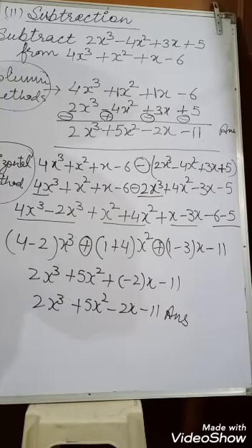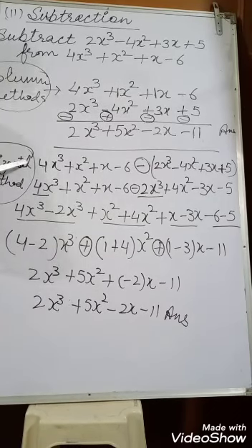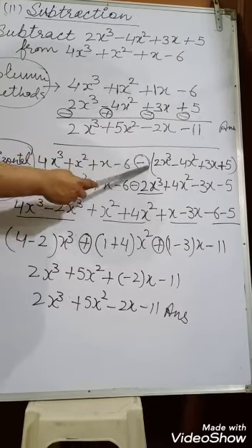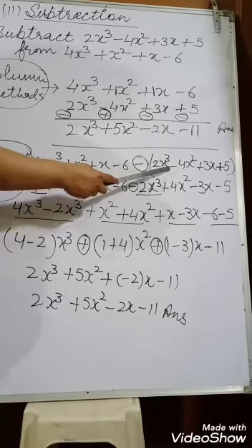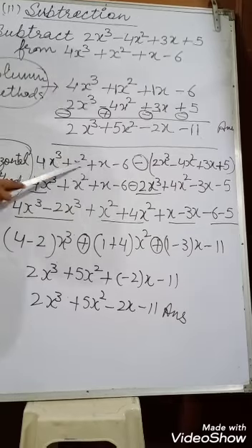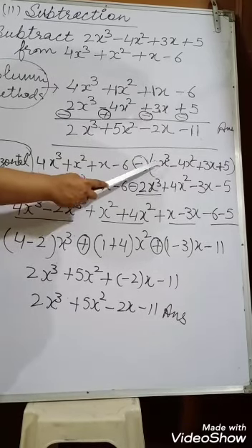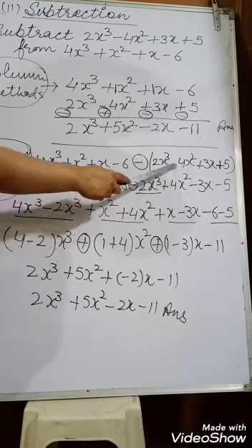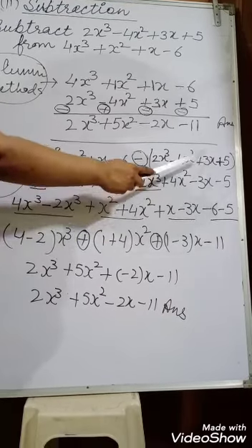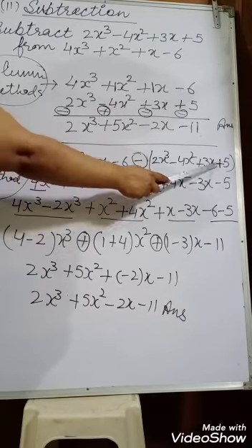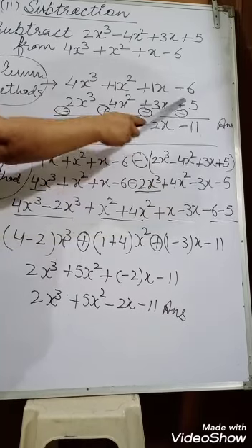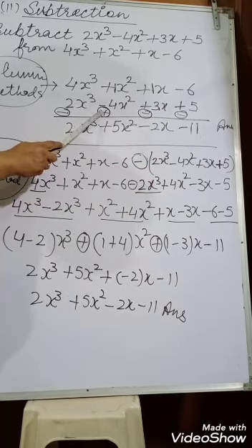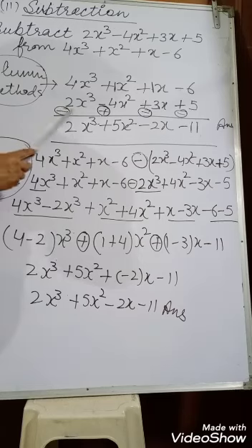Now class, the horizontal method. In the horizontal method, we write both the expressions in one row and write the sign of minus in between these two expressions. Now after writing this, just change the signs of the bracketed numbers. Minus 2x cube, minus plus, minus minus, plus 4x square, minus plus will become minus 3x, minus plus will become minus 5. Just think that these signs are the same now.